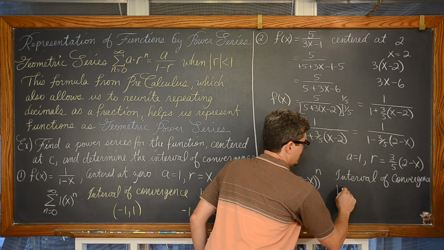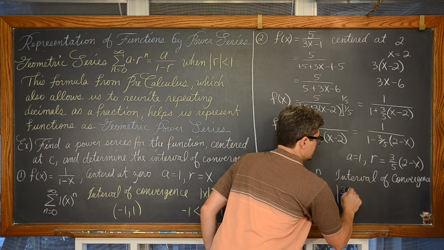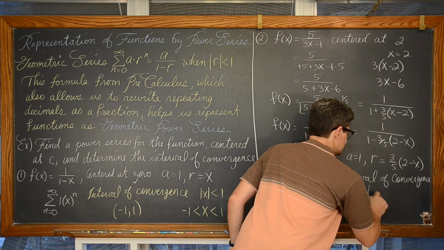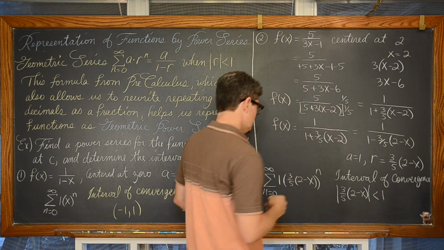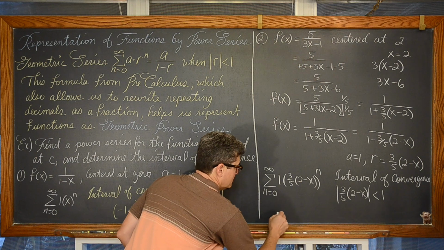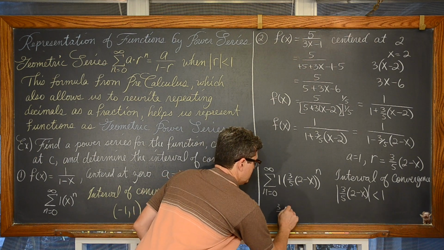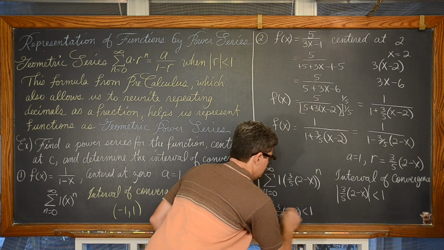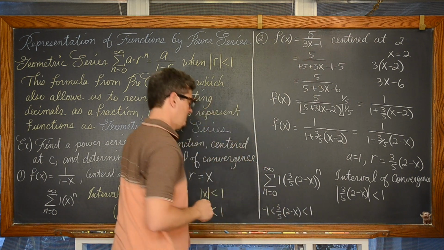The absolute value of 3 over 5 times 2 minus x, the absolute value of that has to be less than 1. I'm running out of room, I should have moved this up here. We have 3 over 5 times 2 minus x has to be less than 1 or greater than negative 1.